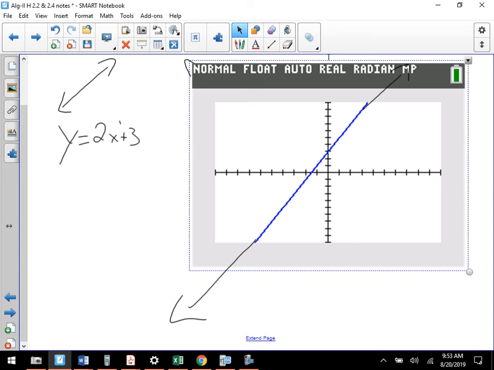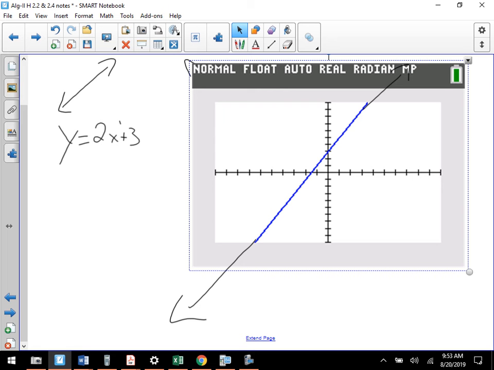So on your tails, as x gets infinitely smaller, as it gets smaller and smaller and smaller, the y value is also getting infinitely smaller. As the x value is getting infinitely bigger, what's happening to the y value? It's getting infinitely bigger. So what I'm talking about here are called the tails. What's happening when it's really, really small and really, really big?